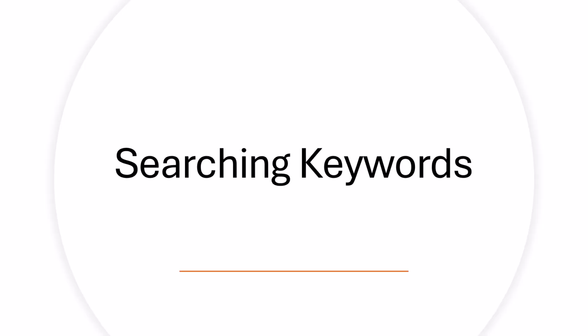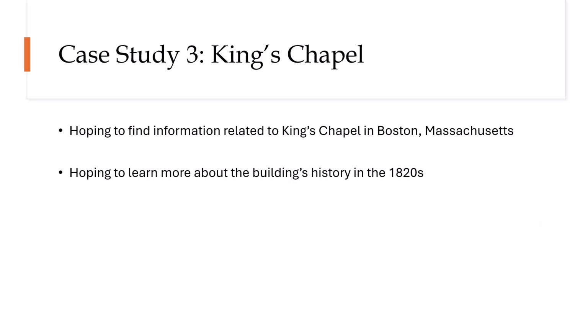So the next thing I wanted to go over was searching keywords. We're going to do another case study, and on this particular case study, we are not going to be looking for the name of a person. We are going to be looking for the name of a building or a street or something like that. In this case, we're going to be looking for King's Chapel in Boston, Massachusetts, and let's say we were hoping to learn more about the building's history in the 1820s.